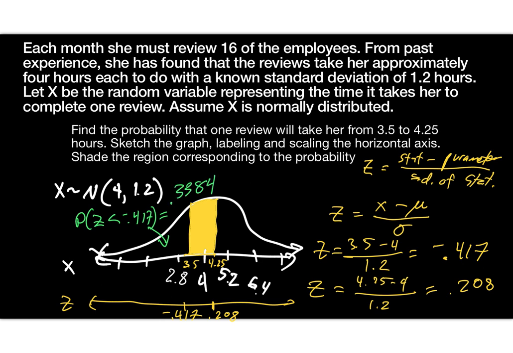0.3384. Is that what you said? Yep, so that's this area. And then this would be the probability that z is greater than 0.208. And that would be this area.